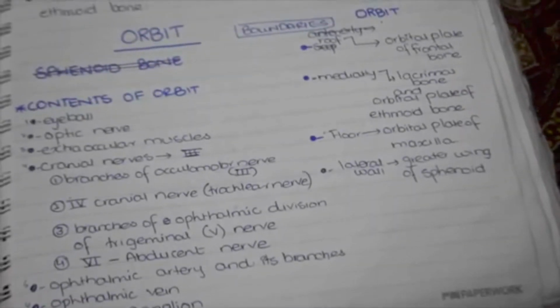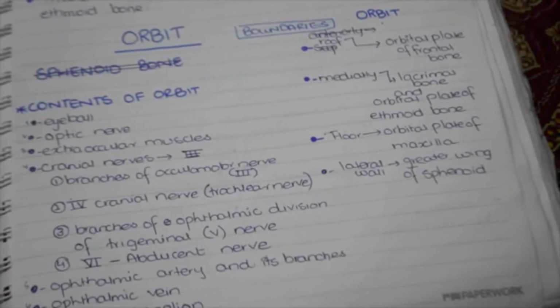The boundaries, as we did earlier: the roof is formed by the orbital plate of the frontal bone, while medially there is the lacrimal bone and the orbital plate of the ethmoid bone. Floor is formed by the orbital plate of the maxilla, lateral wall is formed by the greater wing of sphenoid.